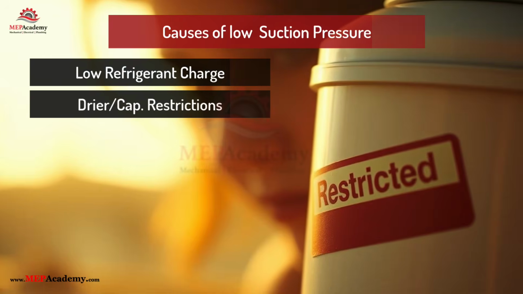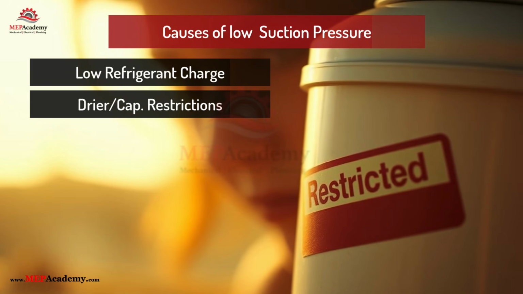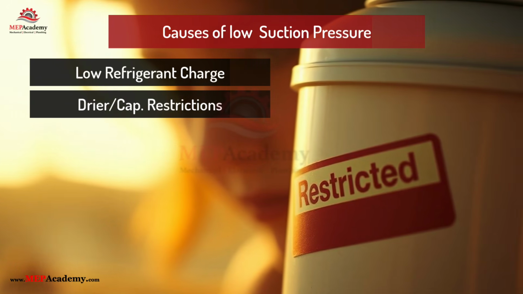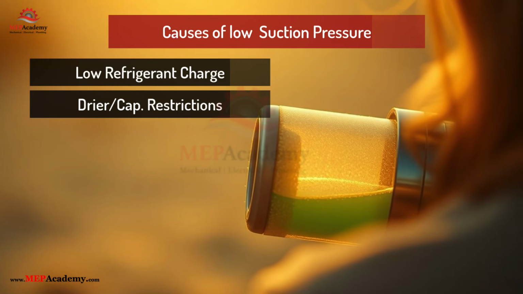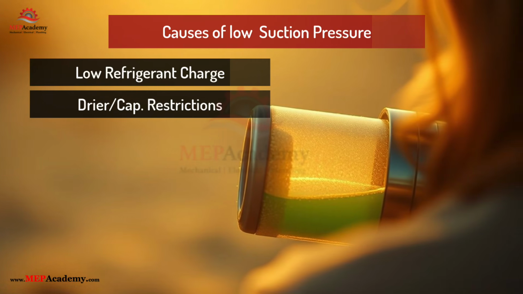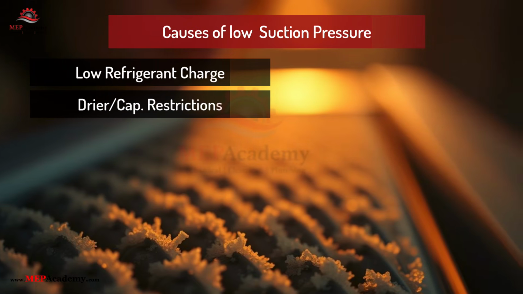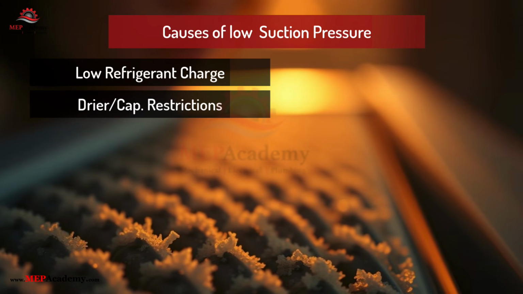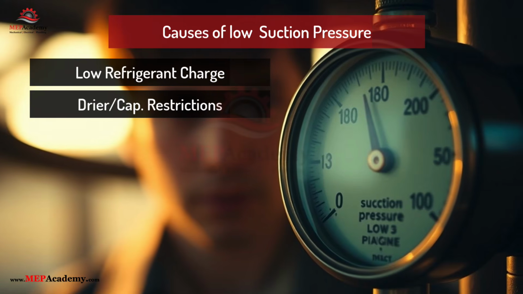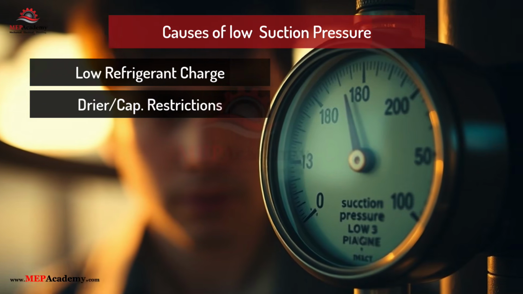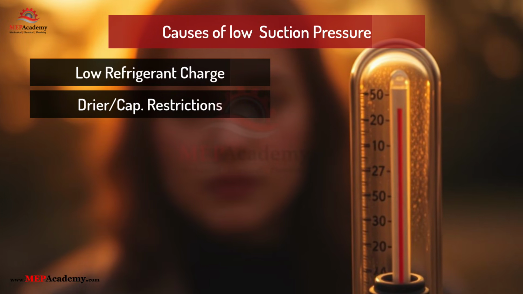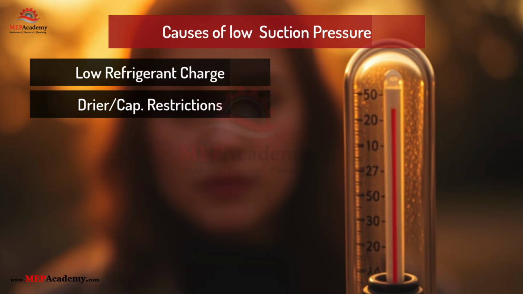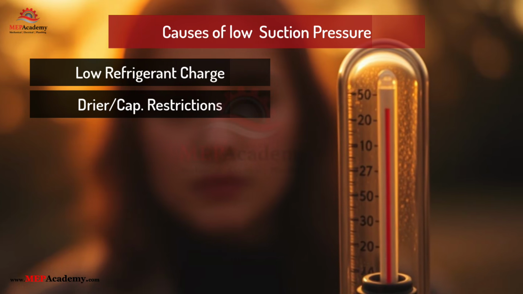2. Restricted or blocked filter dryer or capillary tube. A clogged filter dryer or metering device reduces refrigerant flow into the evaporator, starving it of refrigerant. Less evaporation means less vapor returning to the compressor, hence low suction pressure. Look for a significant temperature drop across the filter dryer. It shouldn't exceed 3 degrees Fahrenheit, 1.7 degrees Celsius.